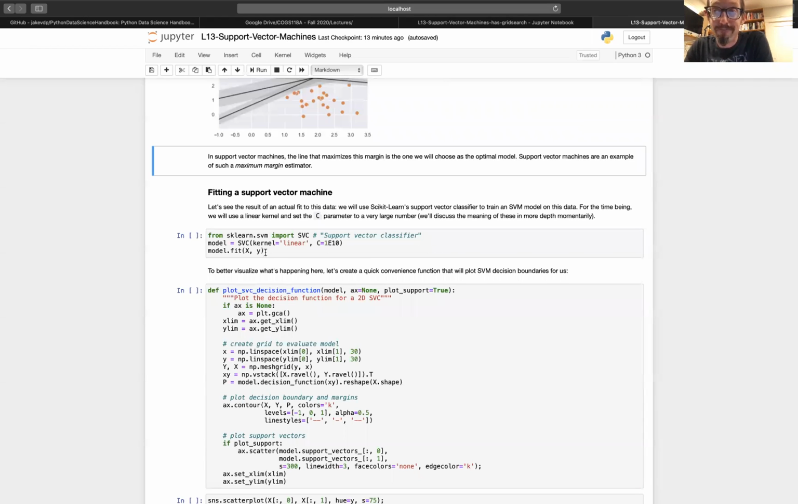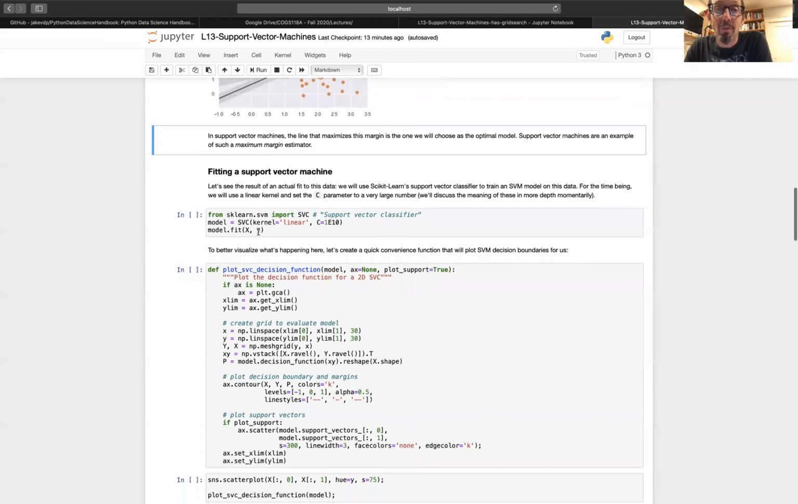All right, so let's get on with the demo, because what support vector machines do is they choose the line that gives you the maximum margin, which is a function of where the line is in the space and the size of those weight vectors.